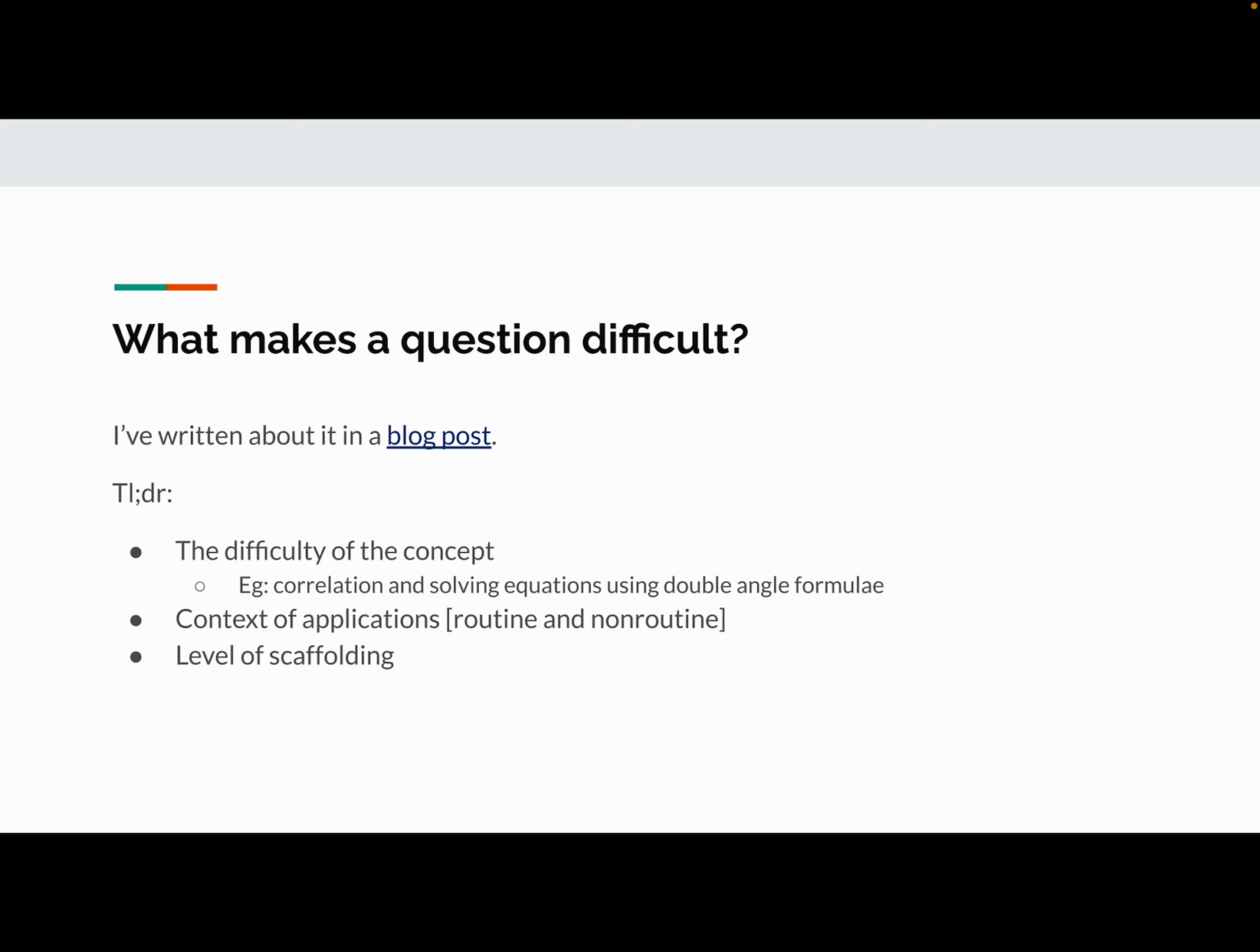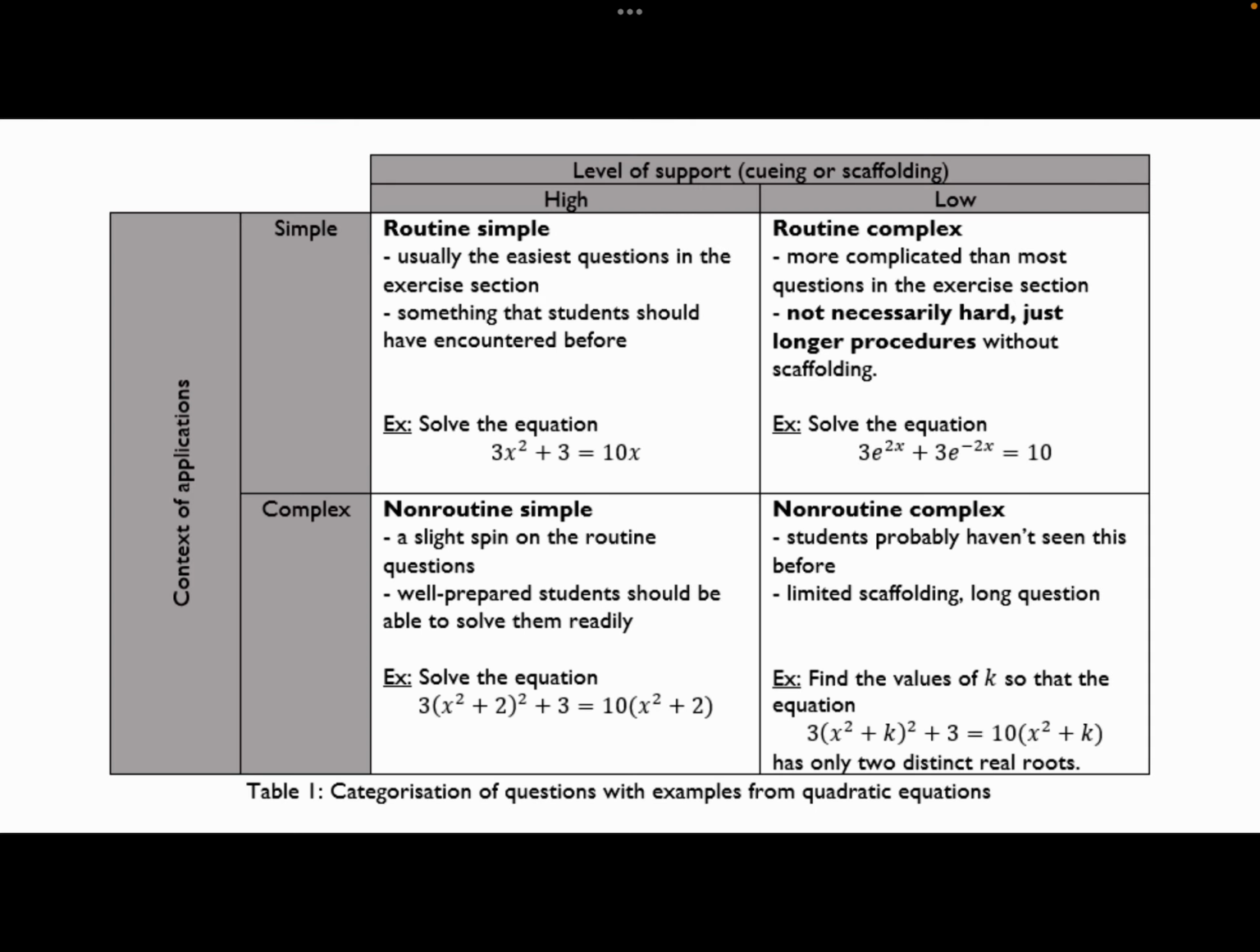Very complicated, because even in the simplest cases, you have to think about what identity you are using, especially when there are three of them, like for cos of 2x. And it can get really hard, right? Secondly, apart from the difficulty of concept, the context of application is also very important, as well as the level of scaffolding. So I will talk more about it on this slide.